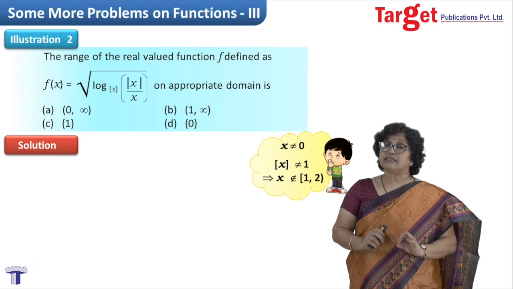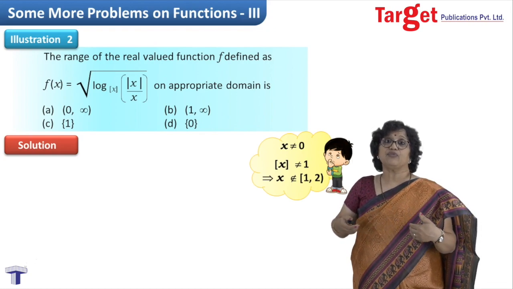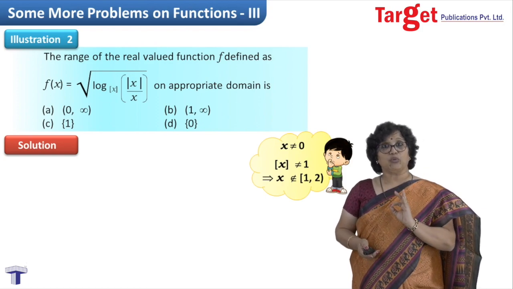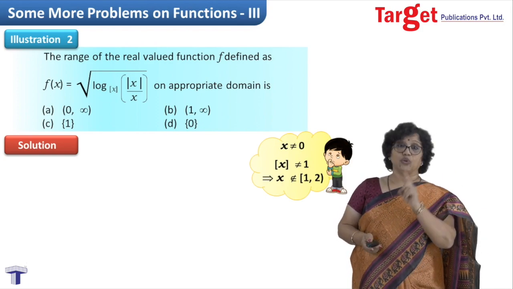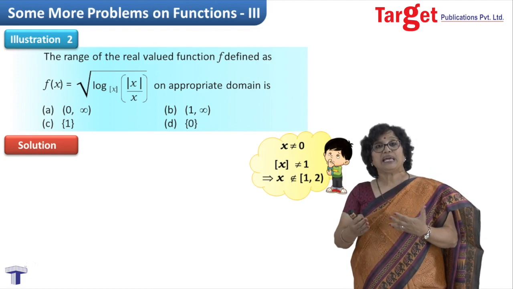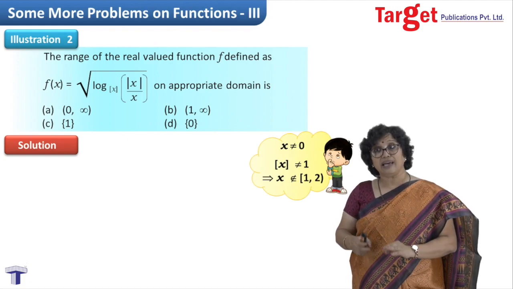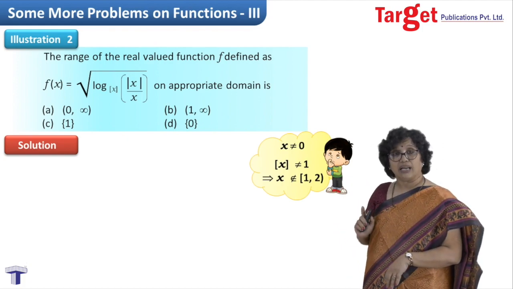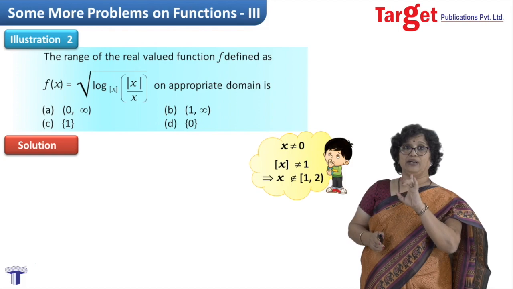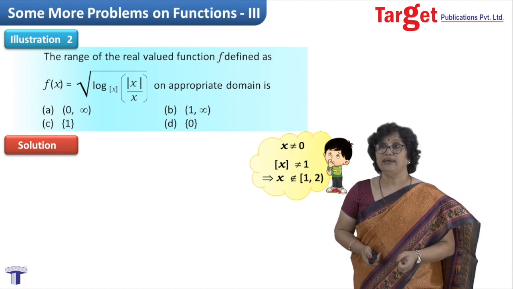And if greatest integer of x is the base, there are many things which come to your mind. Base not equal to 1 means greatest integer of x not equal to 1. What is the implication of that? The implication is x cannot be in the interval closed at 1 and open at 2. Now this condition we will have to use when we write the domain.